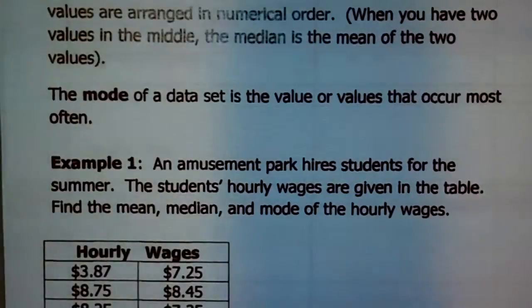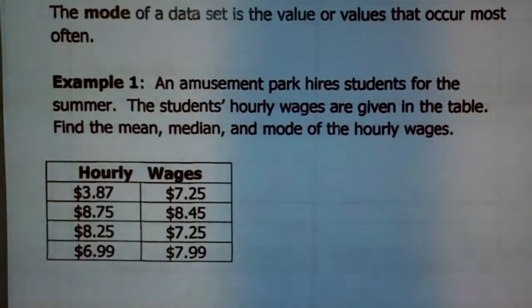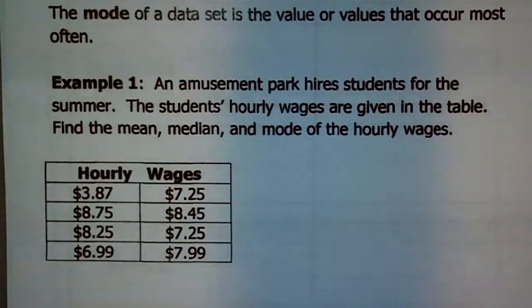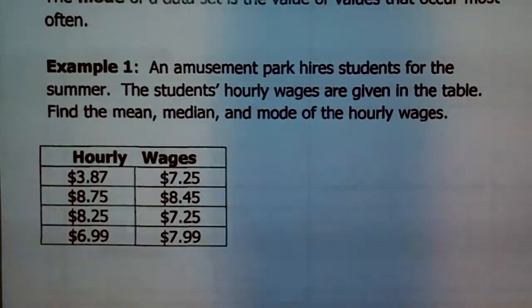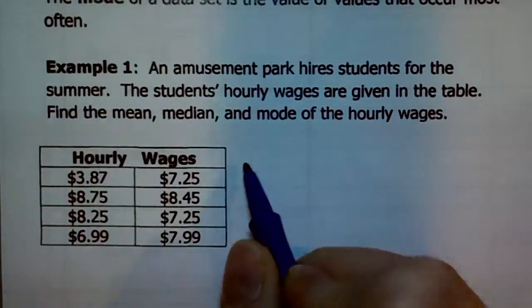Alright, so an example here, I have an amusement park and they are hiring students for the summer. The students' hourly wages are given in this table, and you are asked to find the mean, median, and the mode of the hourly wages. I don't know if I'd want a job at this amusement park. These rates are not looking very good. Anyhow, we have 8 different values given here. Let's find the mean first.